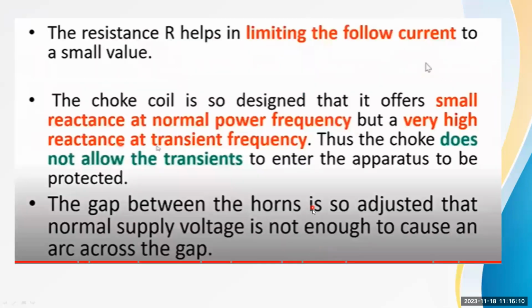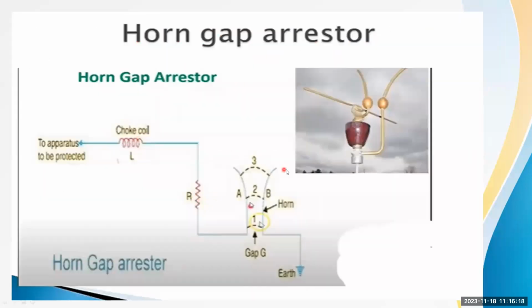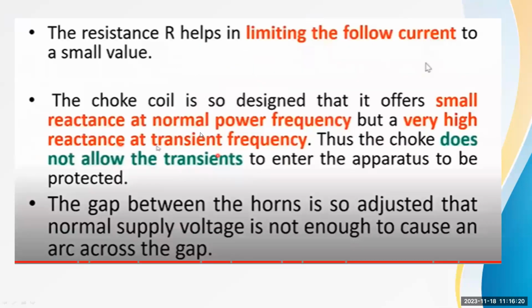This is the operating principle. The resistance R helps to limit the flow of current. The choke coil is so designed that it offers small reactance at normal operating frequency. Reactance is proportional to the frequency. At normal frequency, reactance will be small, but very high at transient conditions. Thus the choke doesn't allow the transients to enter the apparatus to be protected.